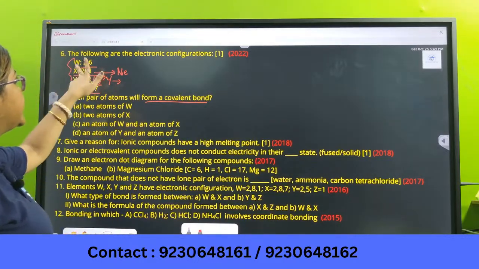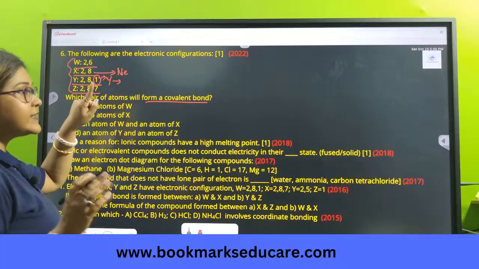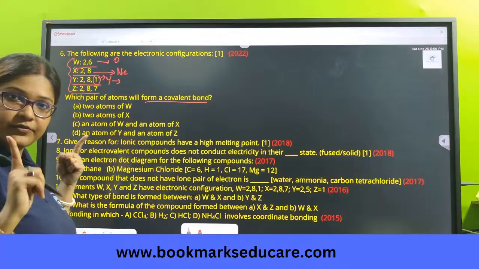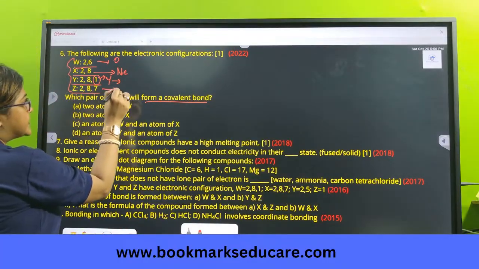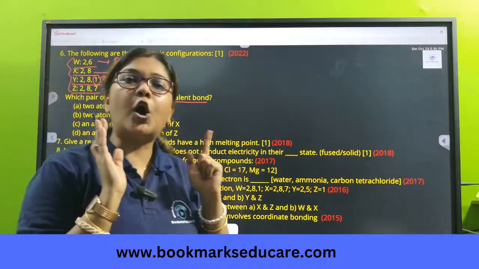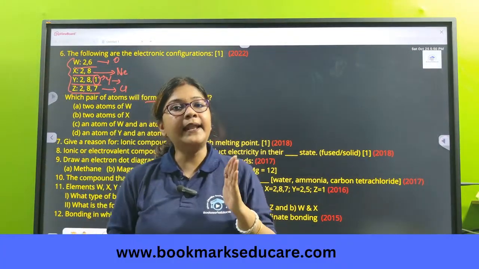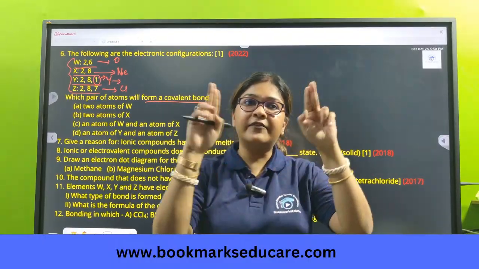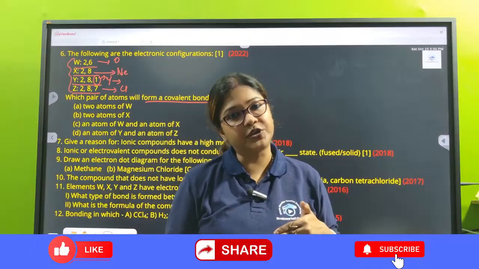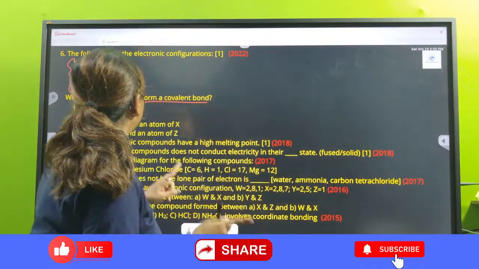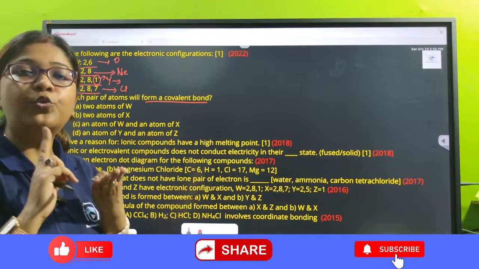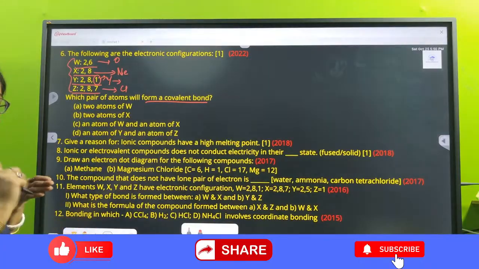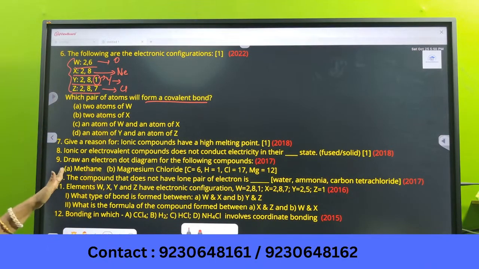Z is 2, 8, 7 and W is 2, 6. If you remember, the electronic configuration 2, 6 is the same as that of oxygen, right? And 2, 8, 7 is that of chlorine. So both oxygen and chlorine can interact with each other to fulfill their valence shell and reach an octet, following the octet rule. Therefore, 2 atoms of W and 2 atoms of Z can easily form a covalent bond. Okay? So, if you see the options, what are they?